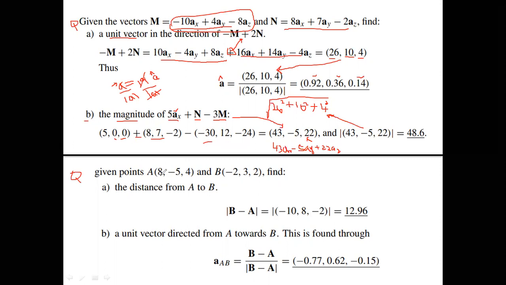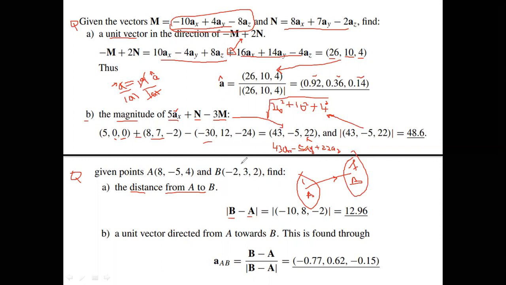Given points A (8, minus 5, 4) and B (minus 2, 3, 2), we have to find the distance from A to B. Let's suppose this is A and this is B. So distance from A to B means this is the final point and this is the initial point. So we subtract final point minus initial point, so B minus A, and the distance means the magnitude of the vector from A to B.